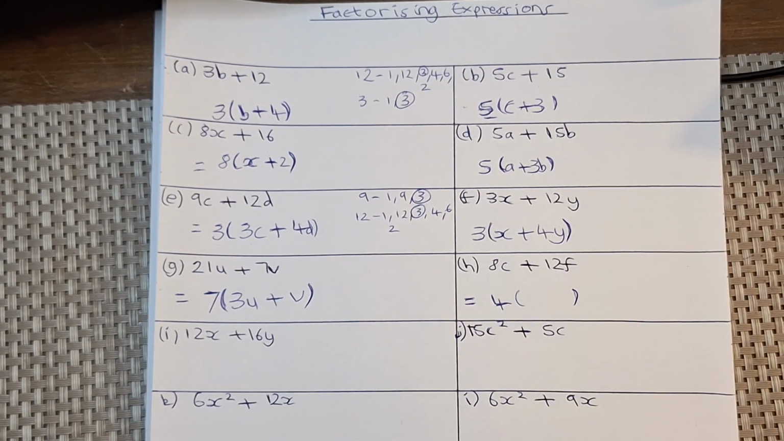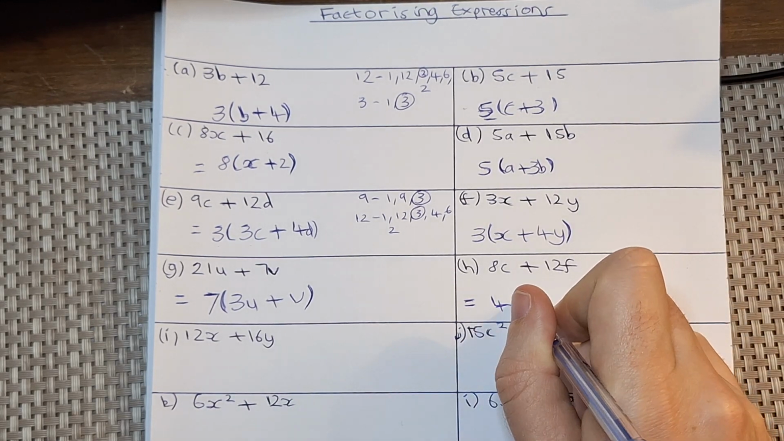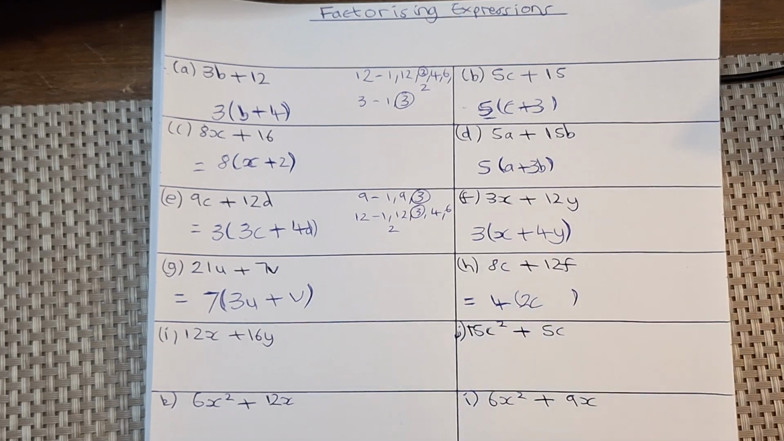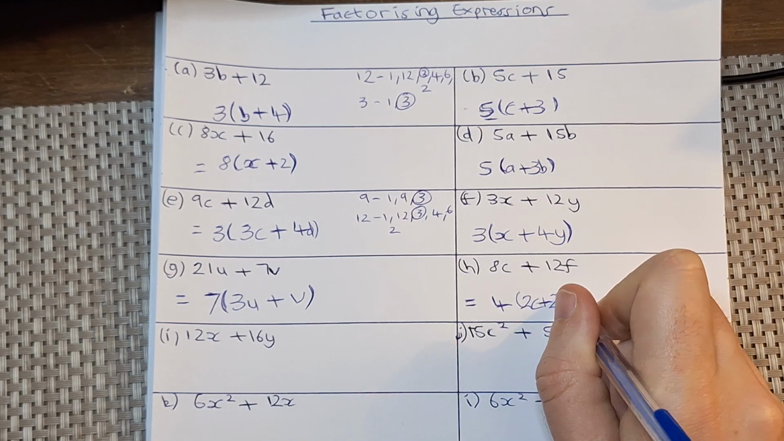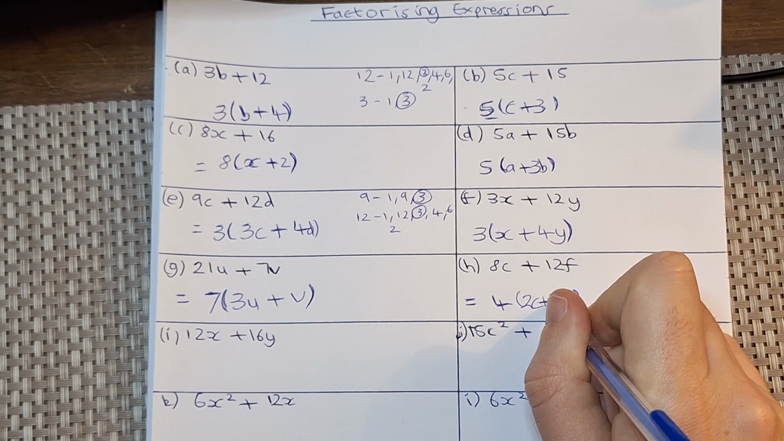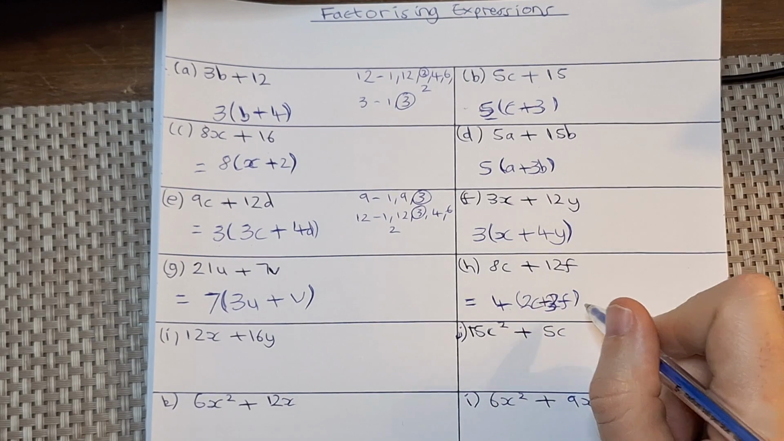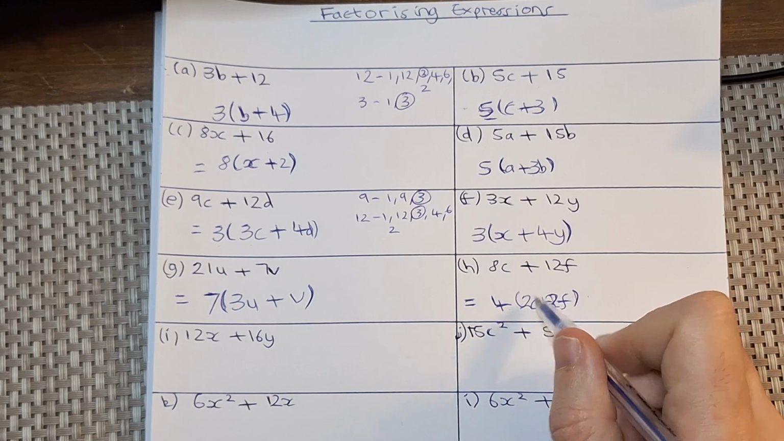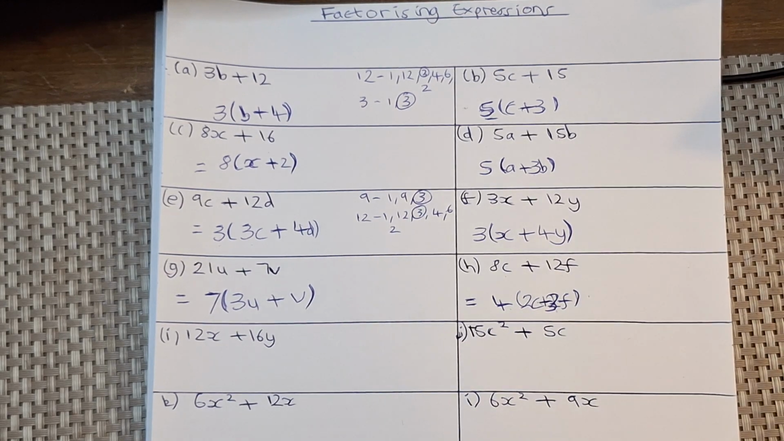So what do I have to multiply 4 by to get 8c? Well, 4 times 2c equals 8c. And then what do we have to multiply 4 by to get 12f? Well, the answer is 3f. 4 times 3f equals 12f. And we can simply check that by doing 4 times 2c is 8c, and 4 times 3f is 12f.